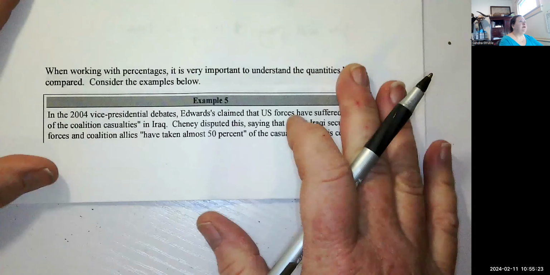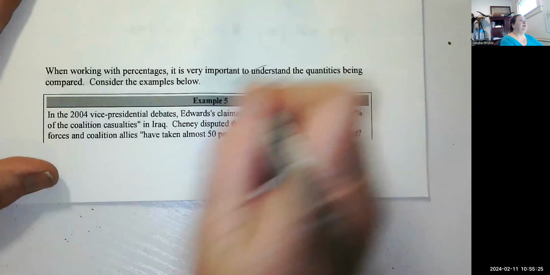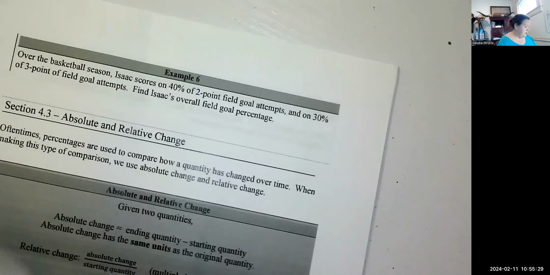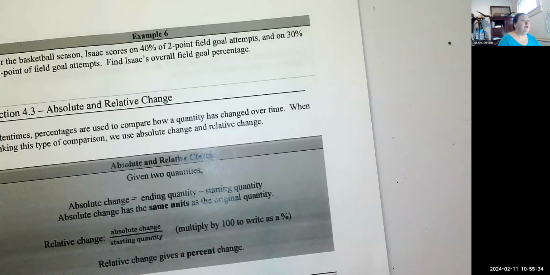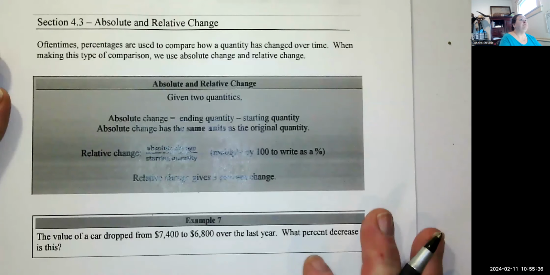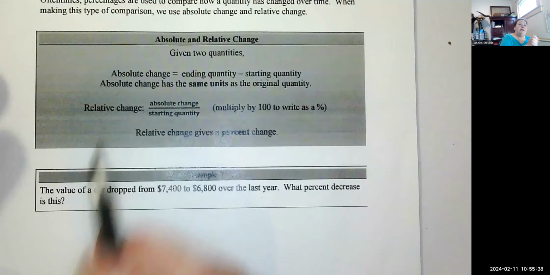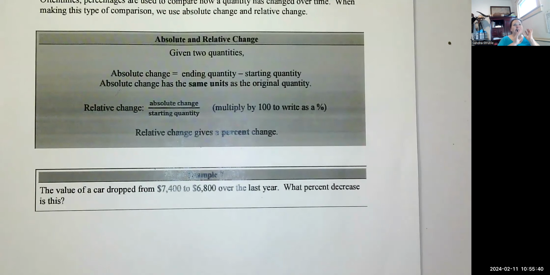All right, let's go down here to example 5. Nope, not doing these. I told you in class we're not doing these because there's nothing to calculate. It was just a discussion, same thing for the basketball. We are now moving to 4.3. Absolute and relative change. So absolute change is the ending quantity minus the starting quantity.